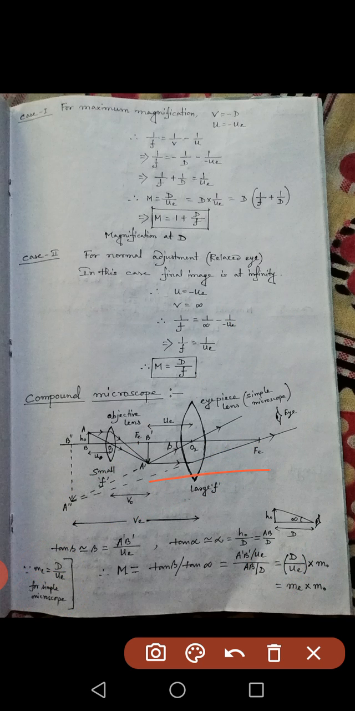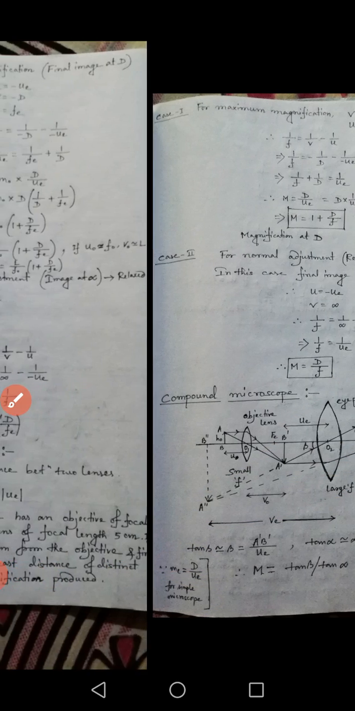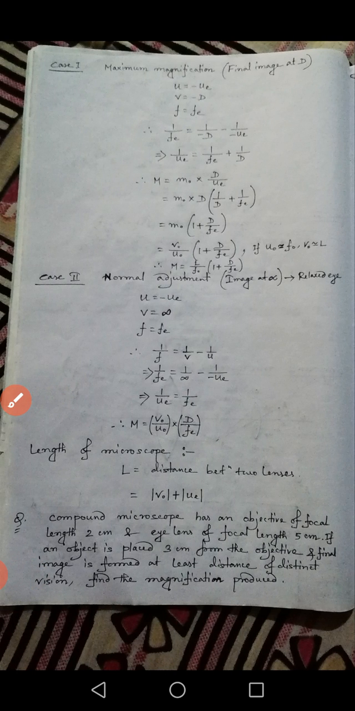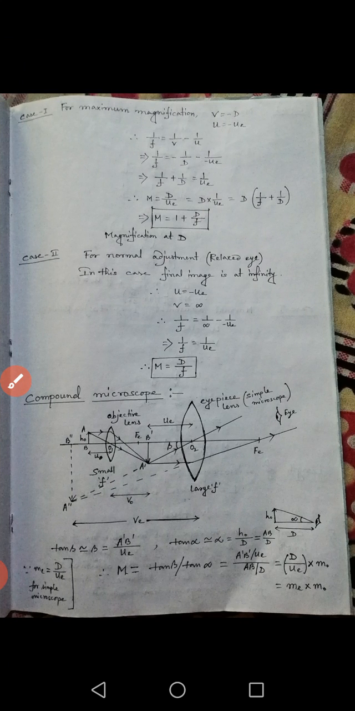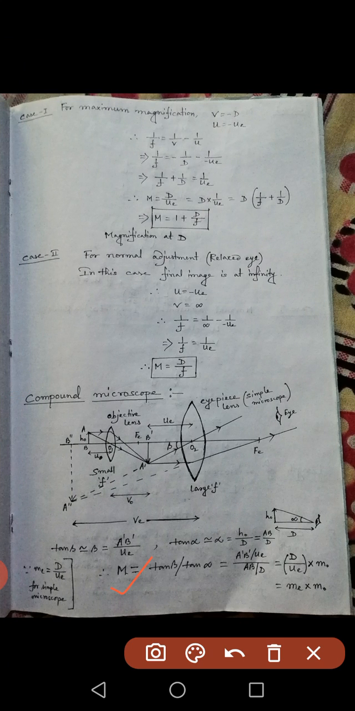So next, let us see. That is the general formula, this one. The magnifying power is nothing but the product of the magnification of the eyepiece and the magnification of the objective.